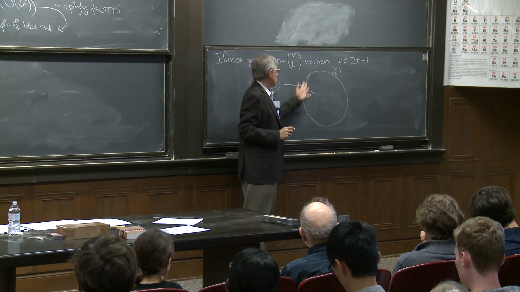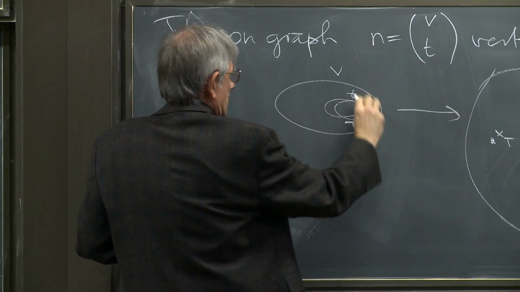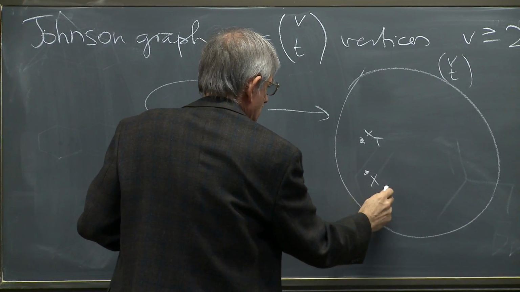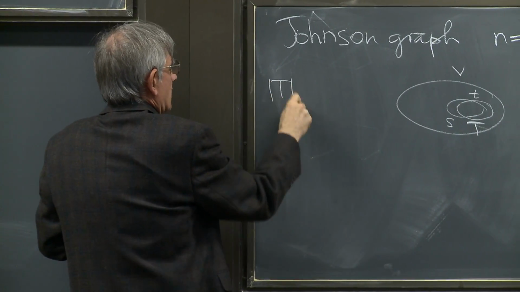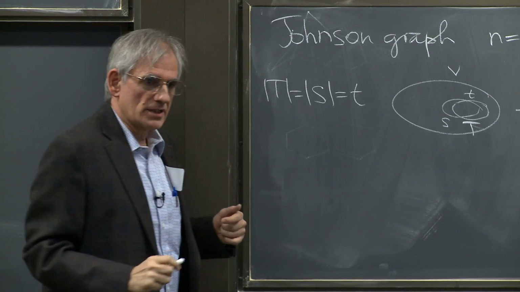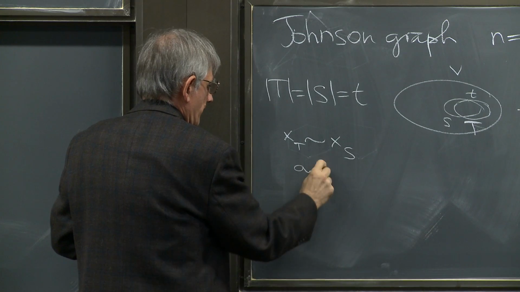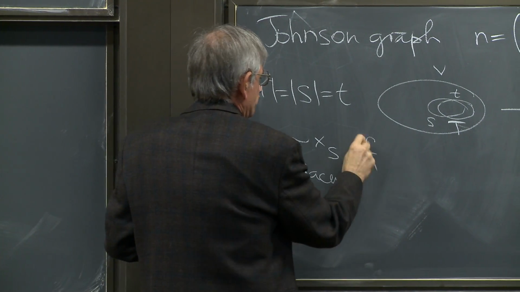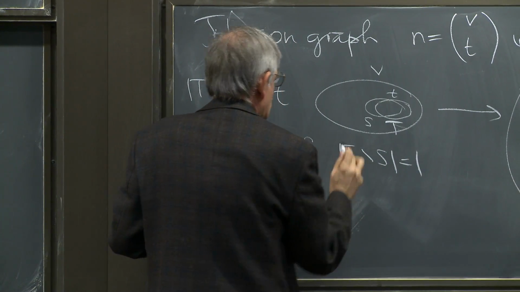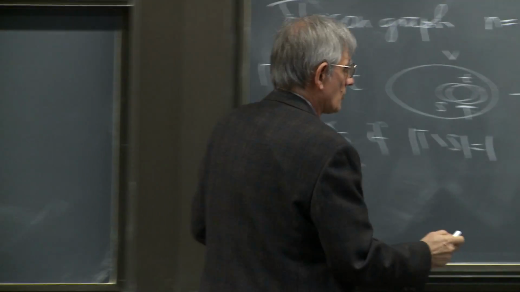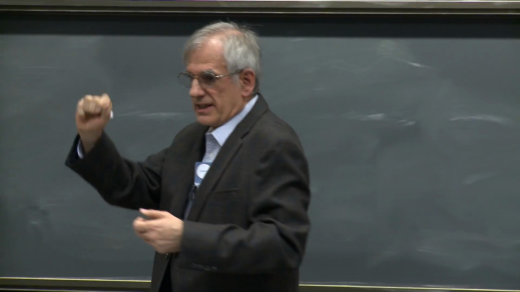Now, how do I turn this into a graph? By the following trick. If I have 2 vertices here, x sub t and say x sub s, they correspond to 2 subsets, each of them having little t elements, and these two, x sub t and x sub s, will be adjacent if t and s differ minimally. So their difference is only 1 in every direction. I get from t to s by removing one element and adding one more.